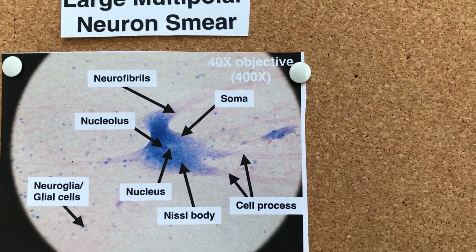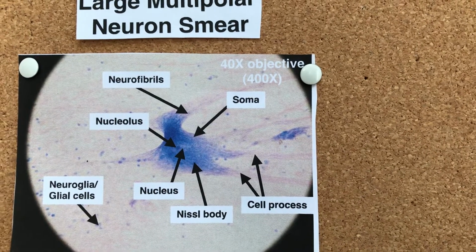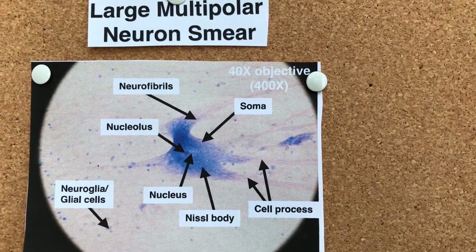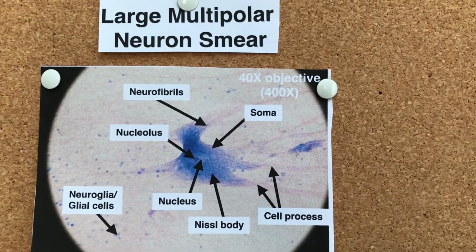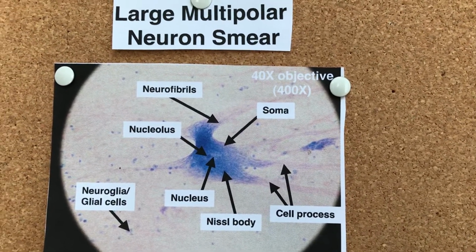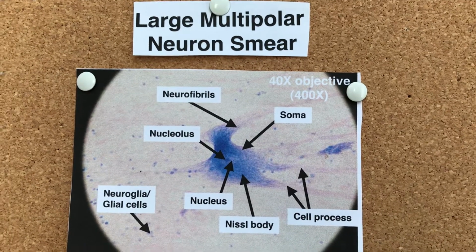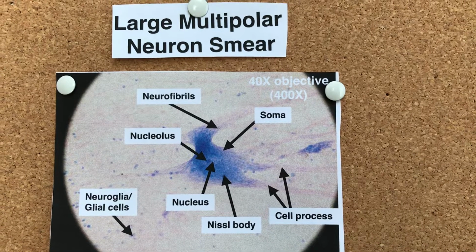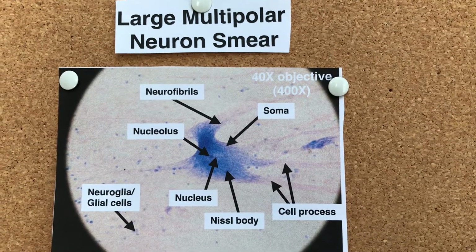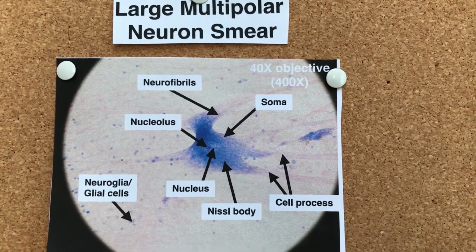It has the soma, which is the cell body. Within the soma we have the nucleus, which will be lighter in color, and in the center of the nucleus will be a dark circle called the nucleolus. We have cell processes coming off the cell. These are your dendrites and your axons, but you can't distinguish between the two of them. So we're just calling them cell processes.